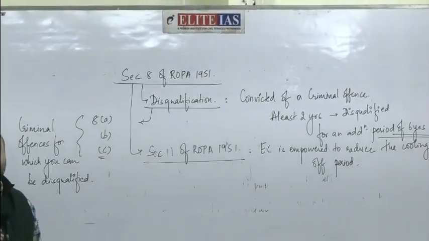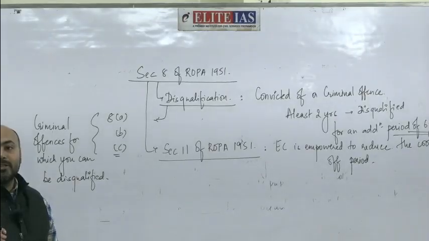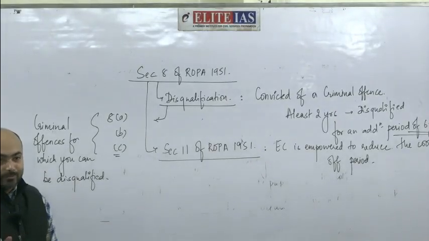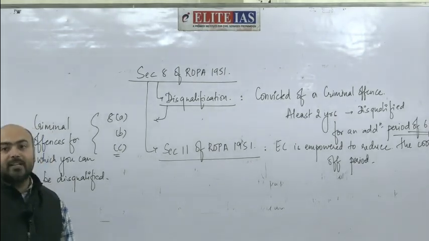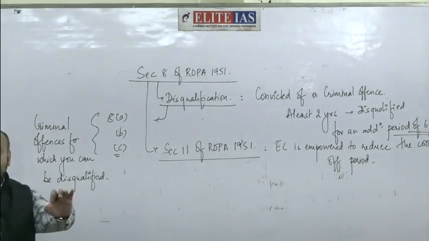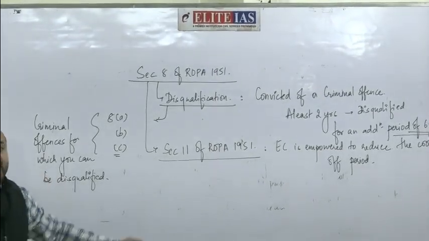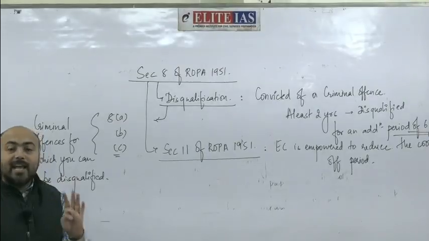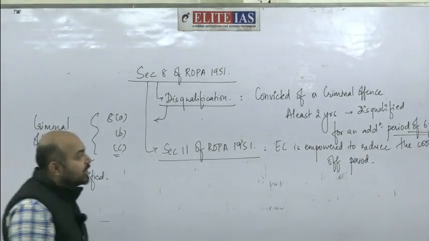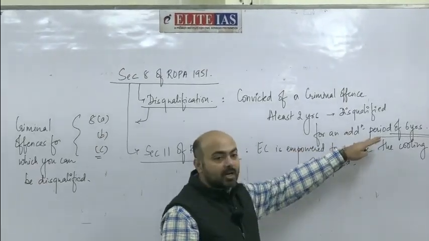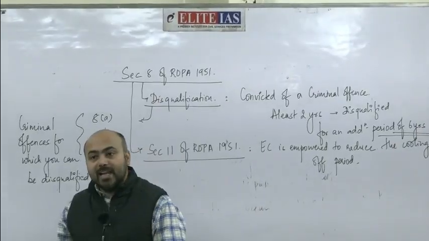See, the first mistake that you will make here is that you will say that the election commission can reduce his sentence. No. Whatever sentence he has to serve, he will have to serve that sentence. That means if the court says 3 years of imprisonment, the election commission has no authority to reduce the sentence. The election commission only has the authority to do what? Only has the authority to reduce the additional period or the cooling off period. And this is what the election commission did.